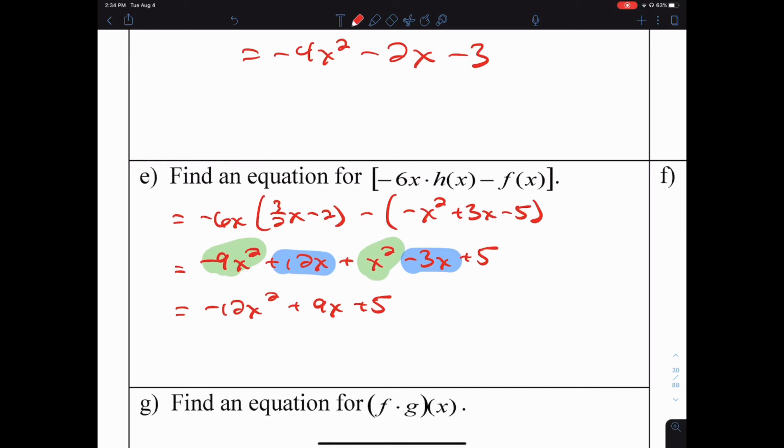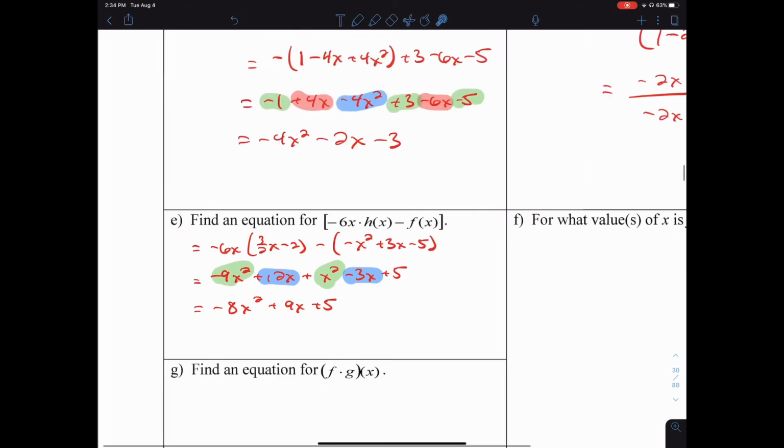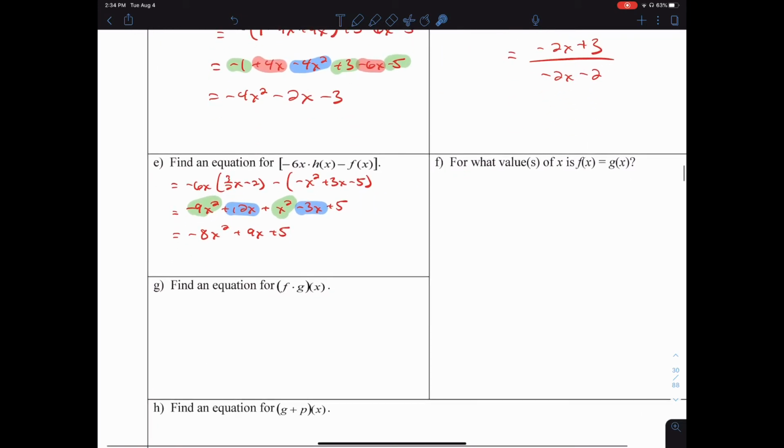That's incorrect. Negative 9x squared and a plus 1x, that's an 8x squared negative. Yeah, negative 8x squared plus 9x plus 5. E, F, G, let's do G, and then we'll do F.